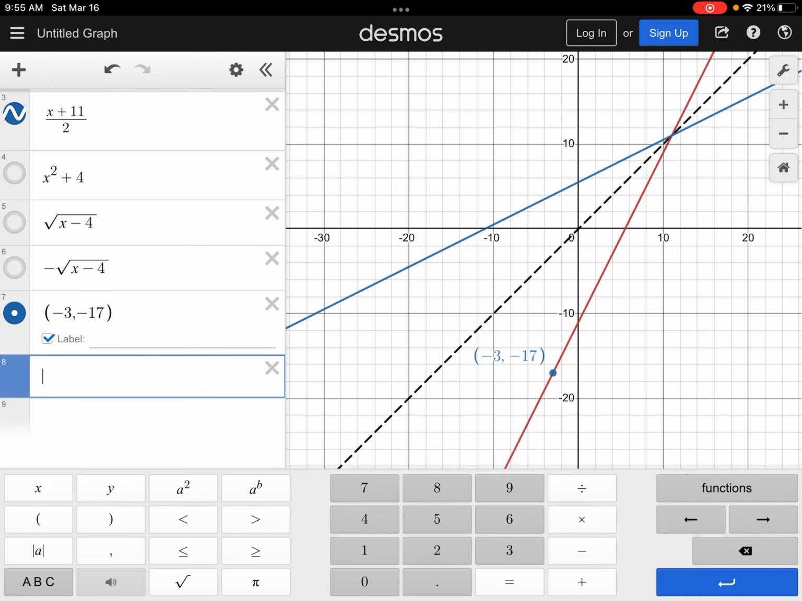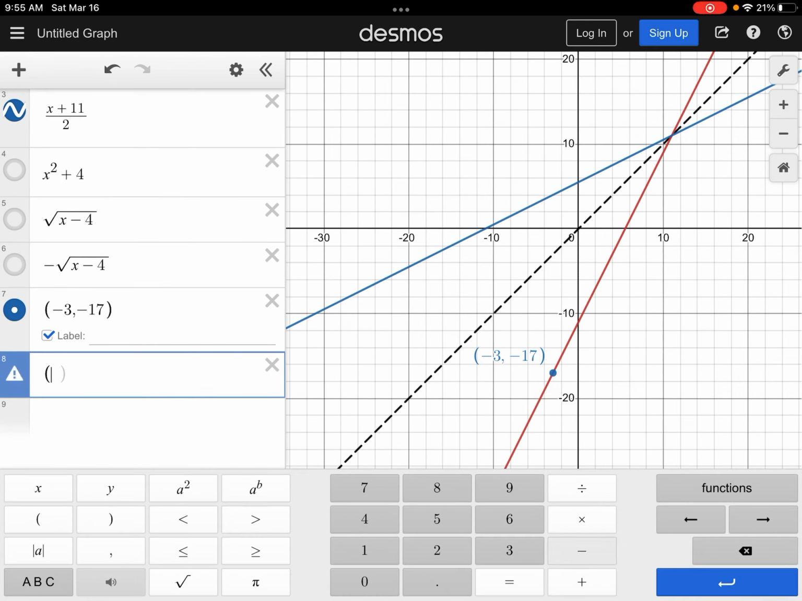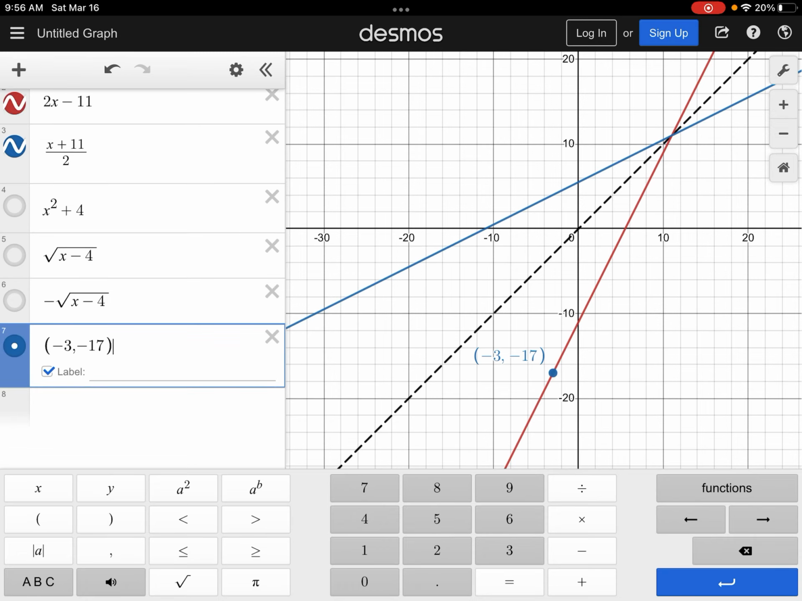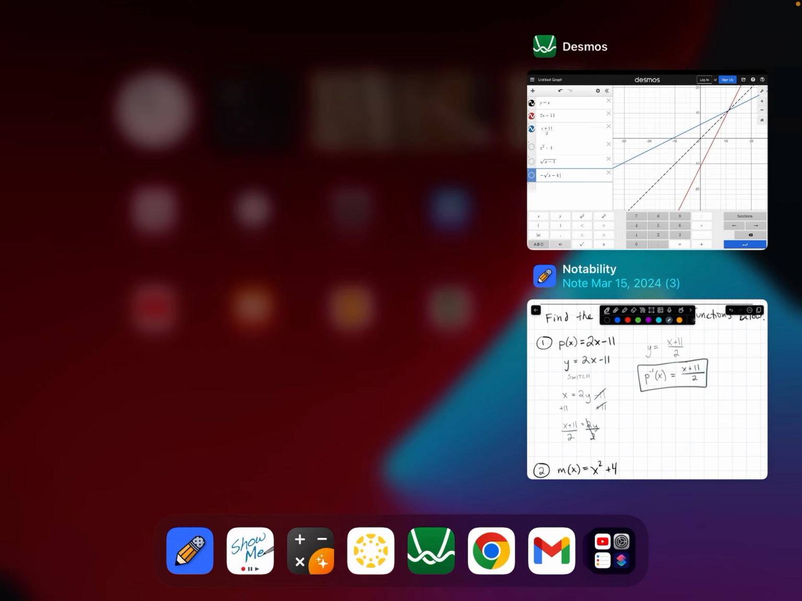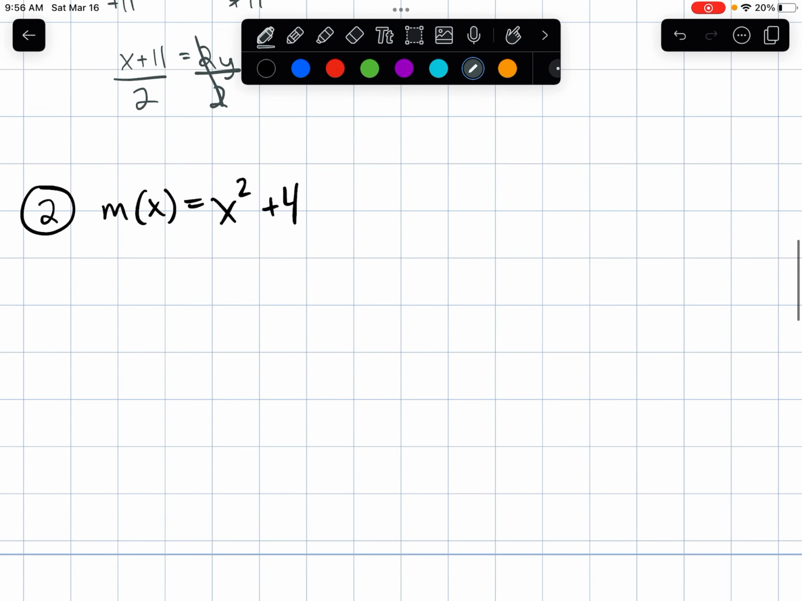So if I switch the x and the y values and I write -17 comma -3, we do see that in fact we get that point to be on the inverse function, which is that blue line. Okay, so notice when you flip the x and the y values, you should see that symmetry, that reflection happening. So that's how it works. It's a good way to check your answer as well. So now we're going to do the next one.